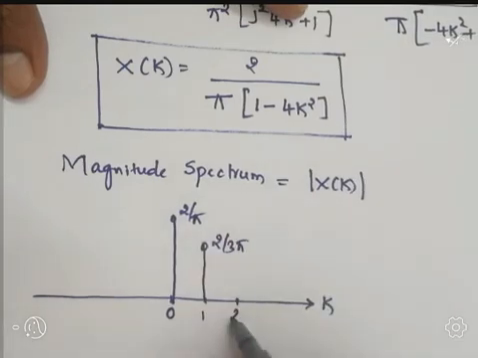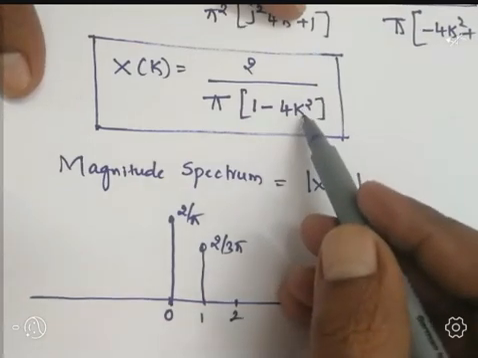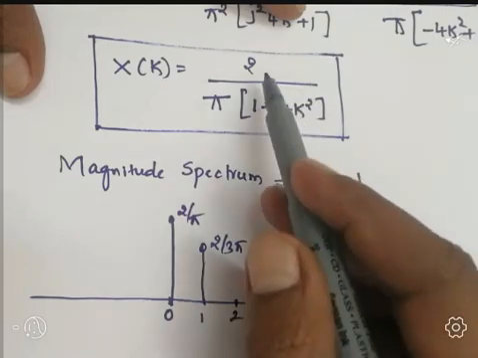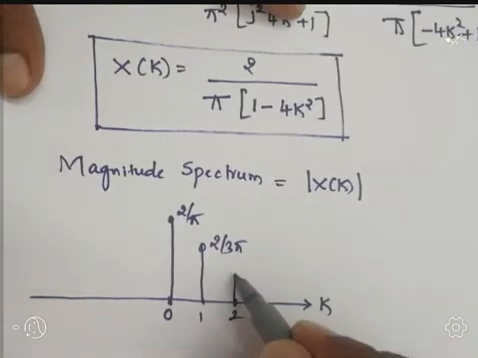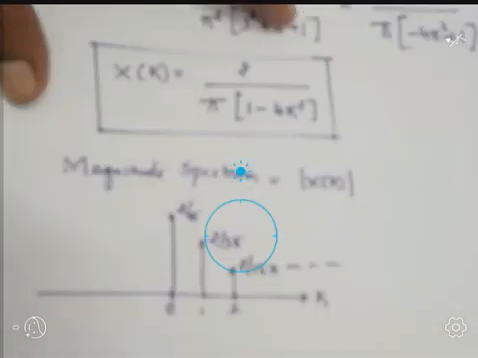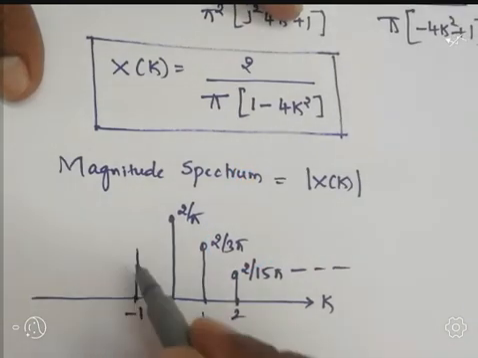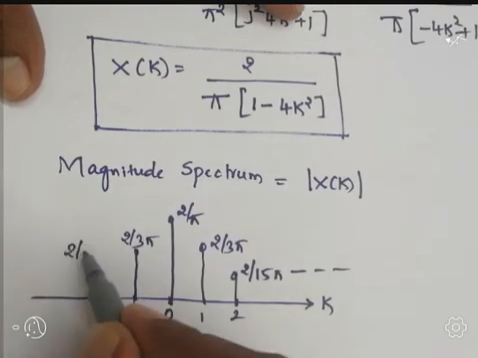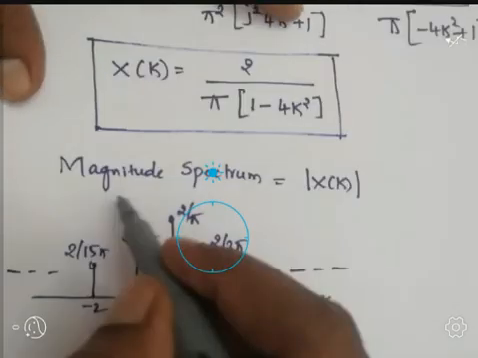Next, go for k equal to 2. K equal to 2 means 2 square, that's 4. 4 into 4, 16. 1 minus 16, that is minus 15. Mod we have to take, because of that reason it is 2 divided by 15 pi. It goes on. Similarly, for the negative values, same thing we are getting. That is 2 divided by 3 pi and 2 divided by 15 pi goes on. This is the magnitude spectrum.